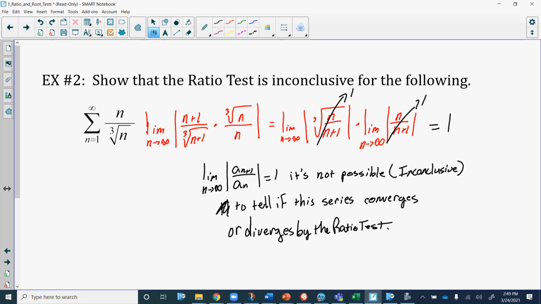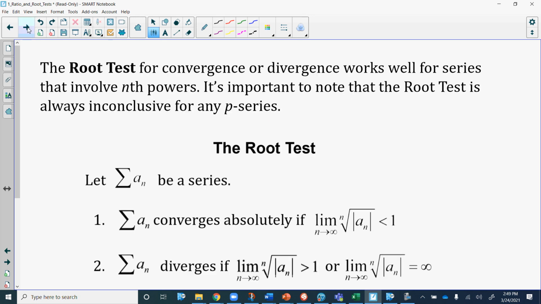You'd have to pick some other test in order to do that. Maybe the P-series test, looking at it, that would be one way of trying to do that one. Maybe not the P-series test. We might need to try something else on that one, but we're not asked to do that here. We're just trying to use the ratio test.